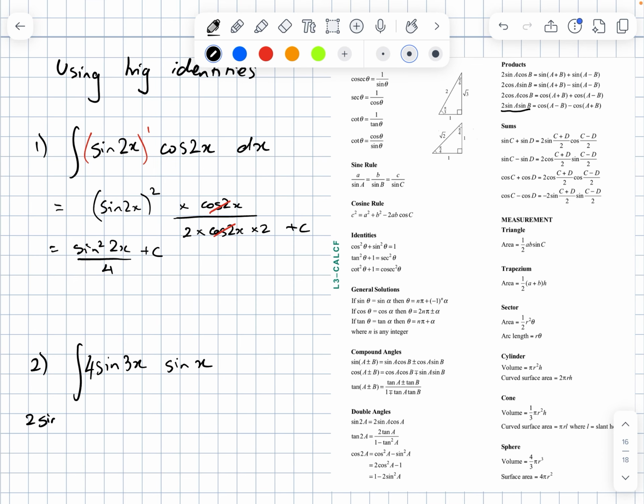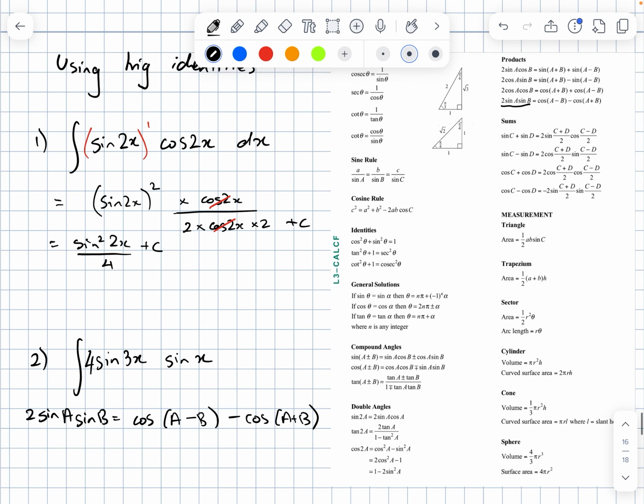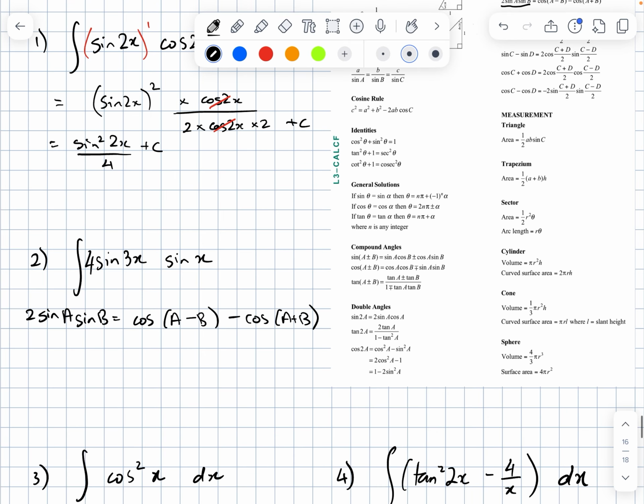2 sin A sin B equals cos(A minus B) minus cos(A plus B). And I want to get this into a form where it's 4 sin A sin B. So I'm going to multiply all of this by 2. When I multiply by 2, I'm going to put the 2 in front of both terms as opposed to multiplying 2 by the whole thing in brackets.